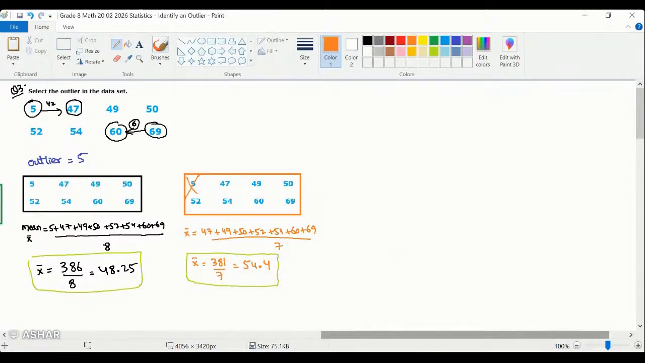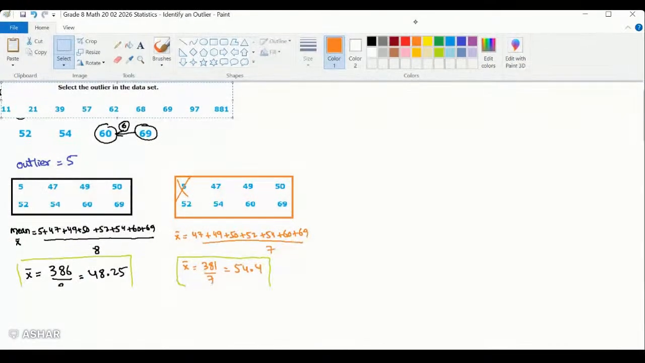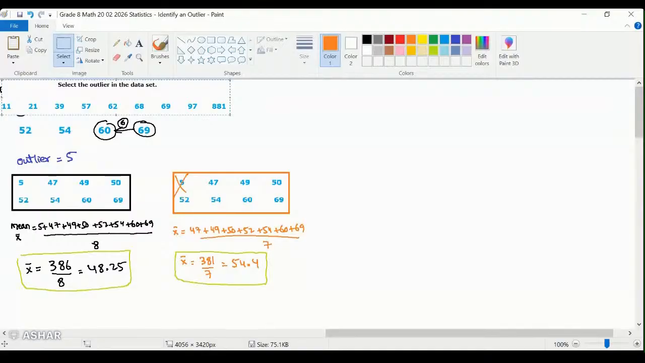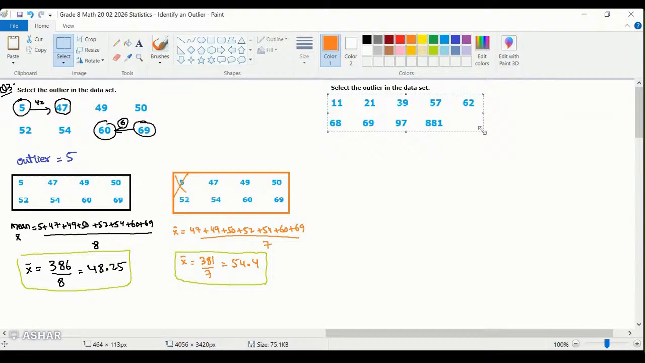For question number 4, if I say this is the information that has been provided to us, and these are the numbers that have been given to us, let's say for this given data set we need to find the outlier.